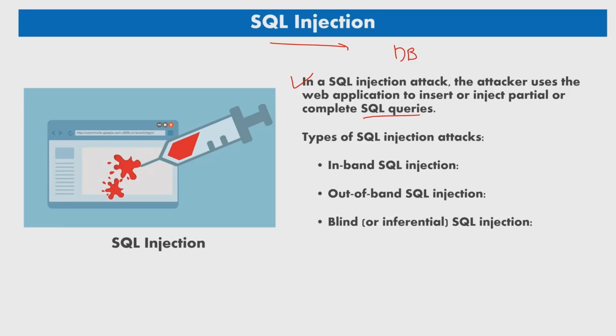Now, understanding when the application interacts with a database is one of the first steps in finding SQL injection vulnerabilities. Web authentication forms, search engines, and interactive sites like e-commerce sites are common examples. The following are the different types of SQL injection attacks, which include in-band SQL injection, out-of-band SQL injection, and blind or inferential SQL injection.